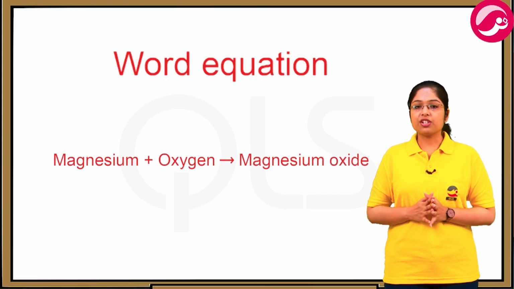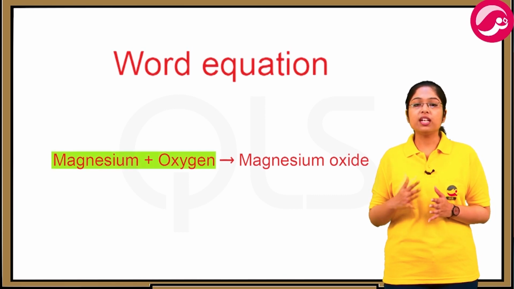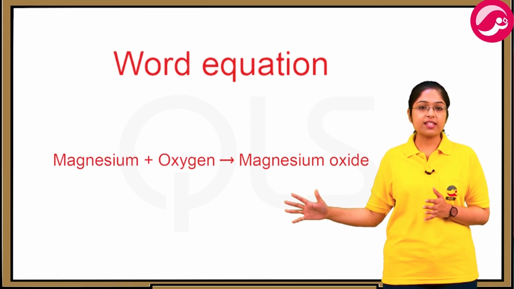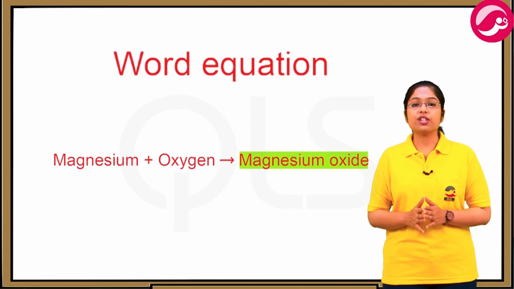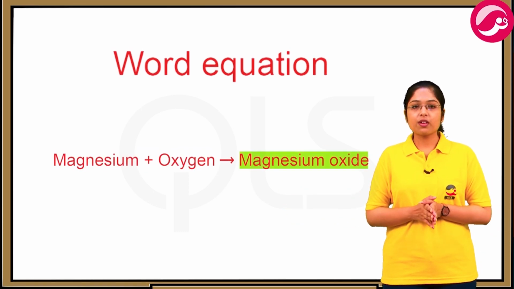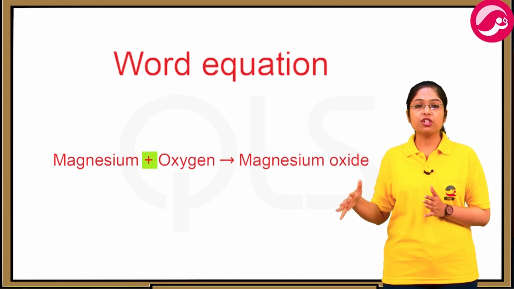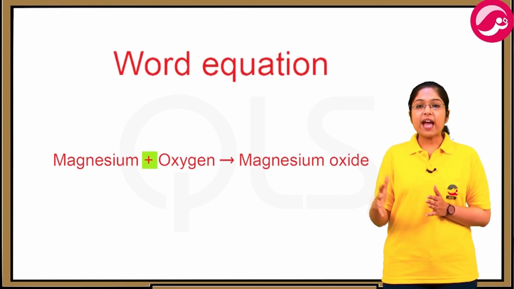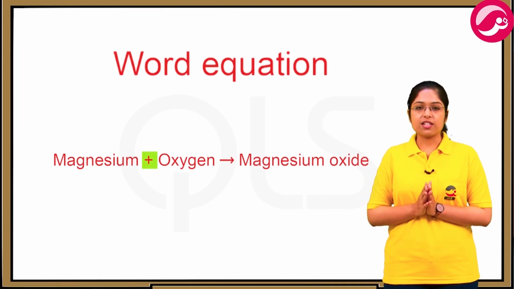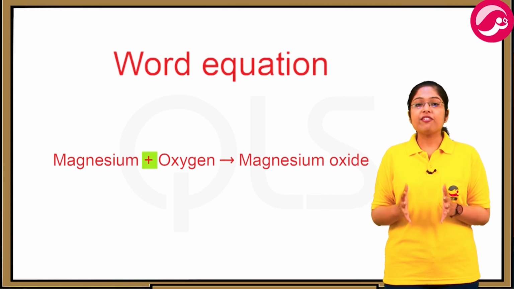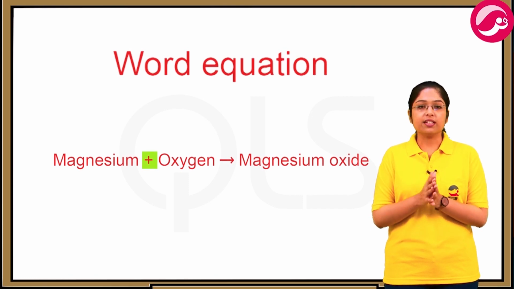In a chemical reaction, the reactants are always written on the left hand side. Reactants को हम हमेशा left hand side में लिखेंगे, while the products are always written on the right hand side. You can see that a plus sign is put between the magnesium and oxygen. Reactants के बीच में हमेशा plus sign लगाया जाता है. This implies that they are reacting with each other. ये आपस में react कर रहे हैं.